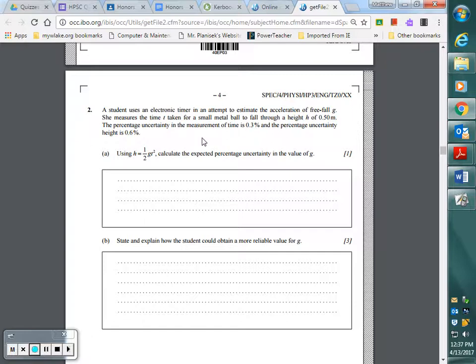It says, a student used an electric timer in an attempt to estimate the acceleration of free fall g. She measures the time t taken for a small metal ball to fall through a height h of 0.5 meters. The percentage uncertainty in the measurement of time is 0.3%. Percentage uncertainty of height is 0.6%. Using this formula, h equals 1/2 g t squared, which is just one of our equations for uniform motion that we'll discuss maybe by the end of the day today. Maybe not, though. We'll see how far we get. It says, calculate the expected percentage uncertainty in the value of g.